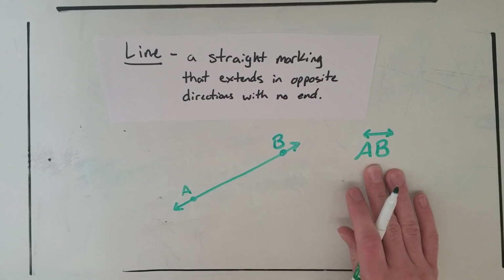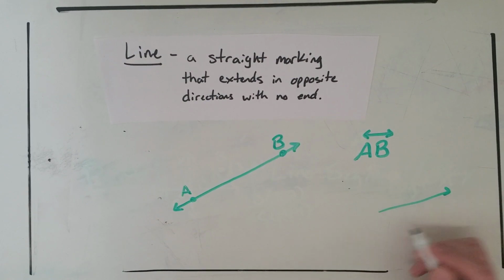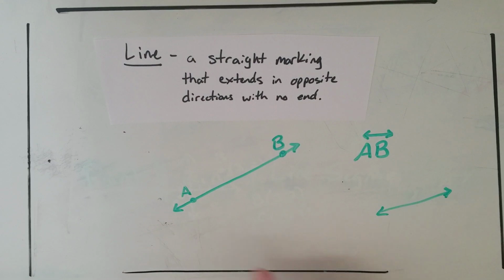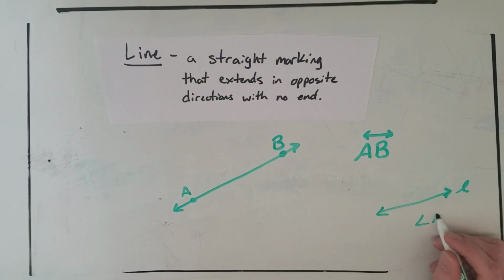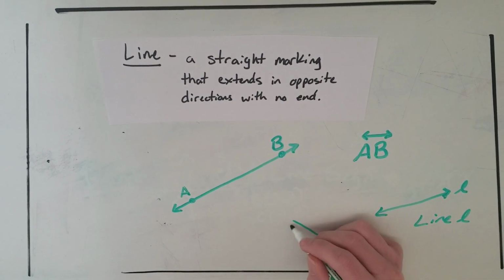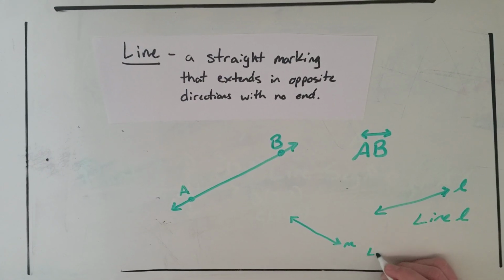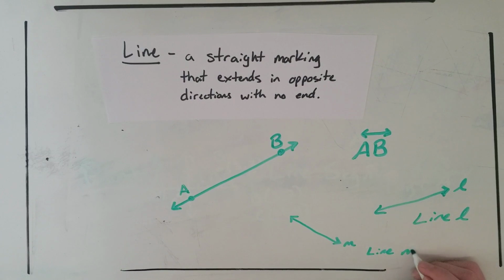You also could see a lowercase letter. You could have a random line like this. Maybe you'll have a diagram with a lot of lines, and instead of showing all the points, you might just see a little L next to it. You would just call that line L. Or you could have line M, and you would just call it line M. That way you know if you're talking about line M or line L.